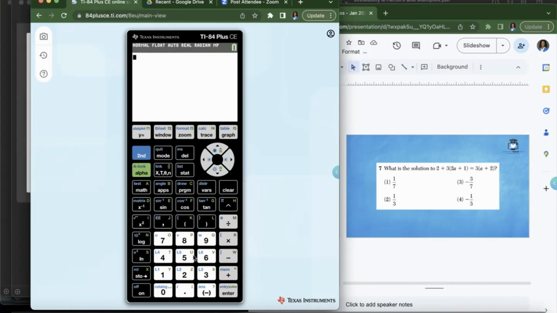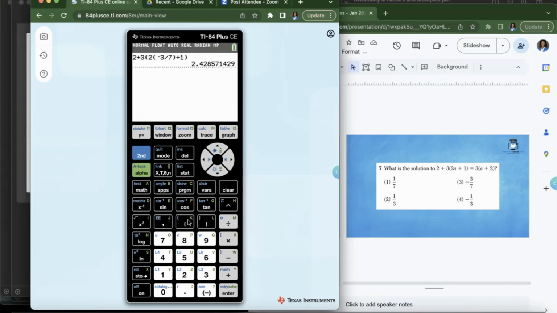I can model one of those problems here for you. Let's say we have 2 plus 3, open parentheses, 2. I'm going to use another parentheses to multiply 2 times A, and we're going to use the value -3/7. So negative is right here. We have -3 divided by 7. We're going to close our parentheses, then we're going to add 1. Okay, so we have 2.428.